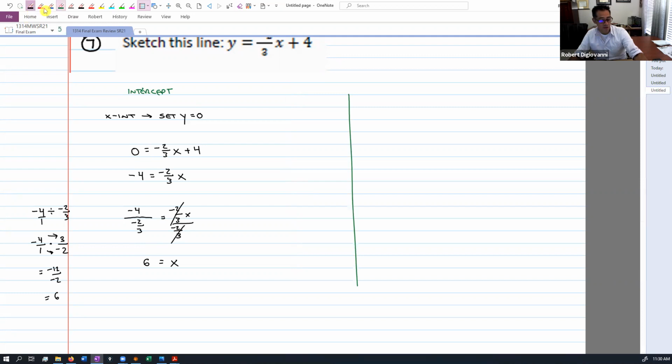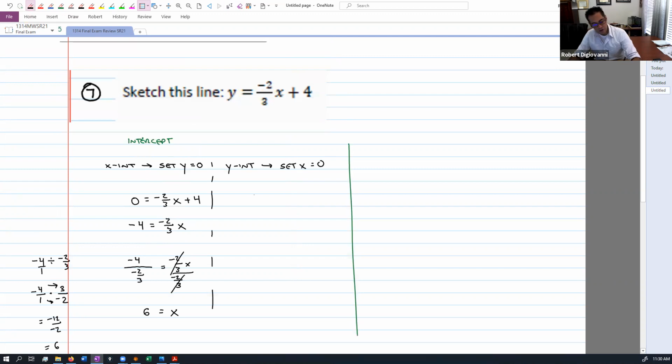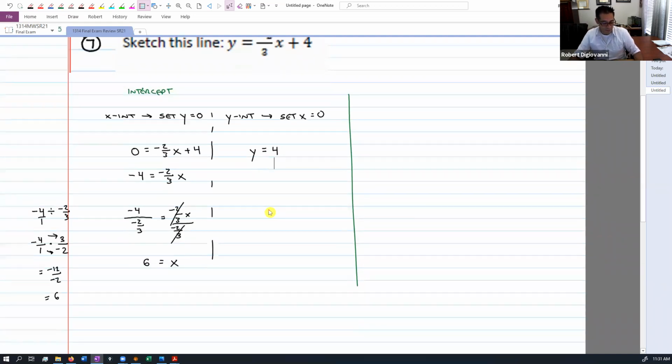Now we need the Y-intercept. I'll do that right here. To find the Y-intercept, you set X to 0. So if I rewrite this equation and replace the X with 0, everything here goes away because 0 times -2/3 is 0. So all I get is the 4. And that was much easier to do.